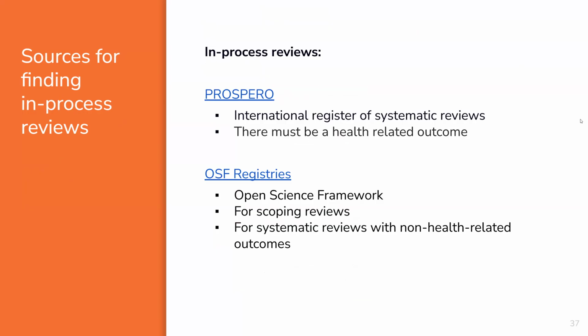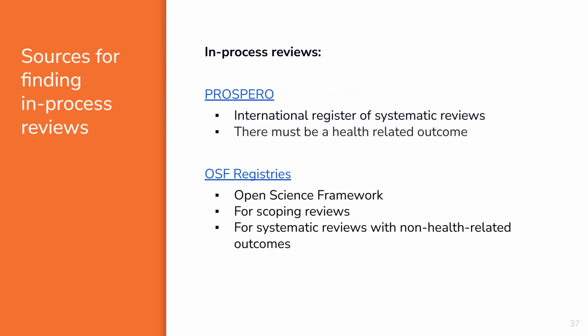Okay, so what about in-process reviews? In addition to searching for existing published reviews, you may also want to make sure that no one is currently working on a systematic review. Prospero is an international and prospective register of systematic reviews. You can browse Prospero's website by putting in a few keywords related to your topic and scrolling through the results to ensure that no one is currently working on your systematic review topic.